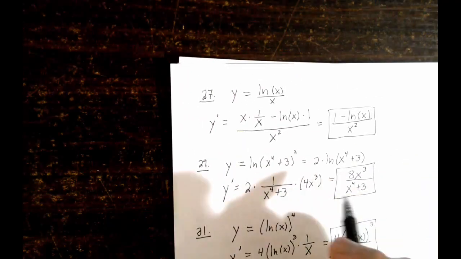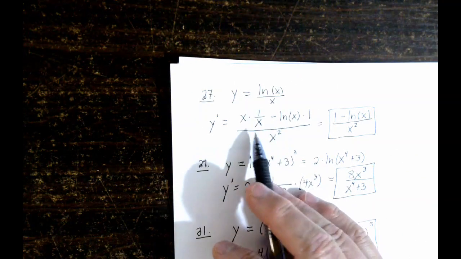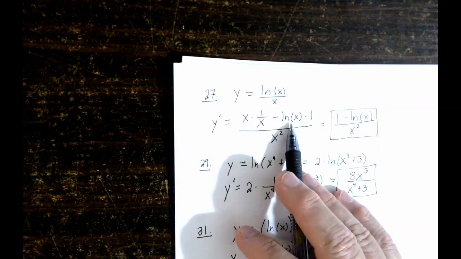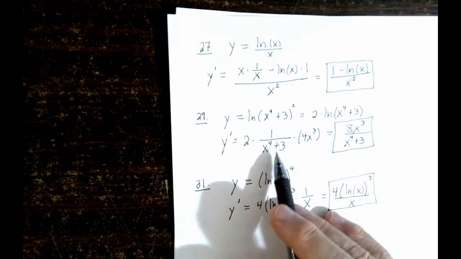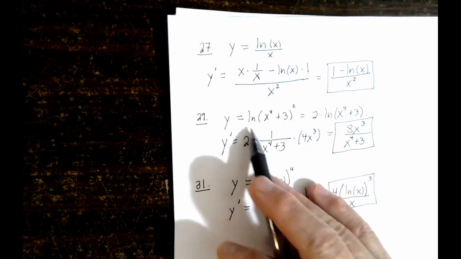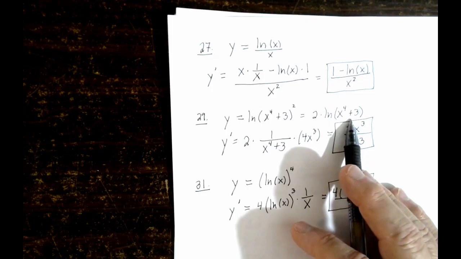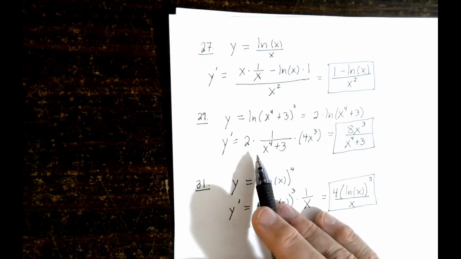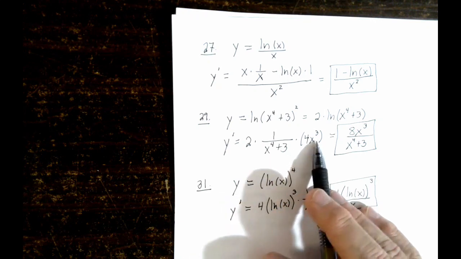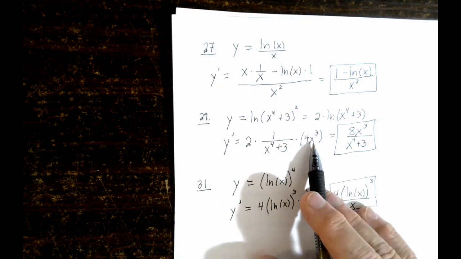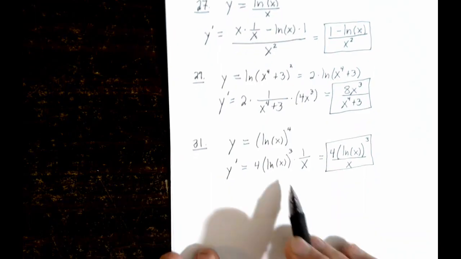27. You're going to use the quotient rule, so you get the bottom times the derivative of the top minus the top times the derivative of the bottom over the bottom squared, which gives you this guy here. And then this one, you can bring the 2 out front before you take the derivative. Now when you take the derivative, you get 2 times 1 over x to the 4th plus 3 times the derivative of x to the 4th plus 3. And you get this guy here.